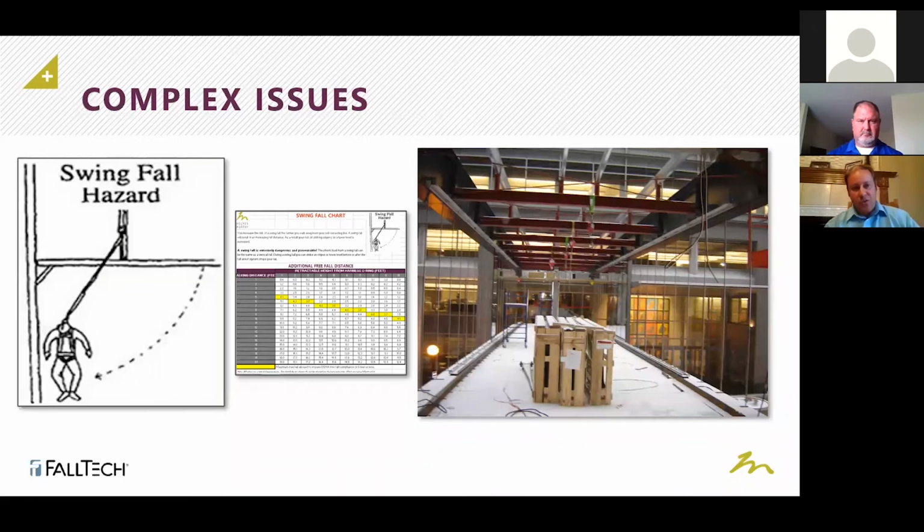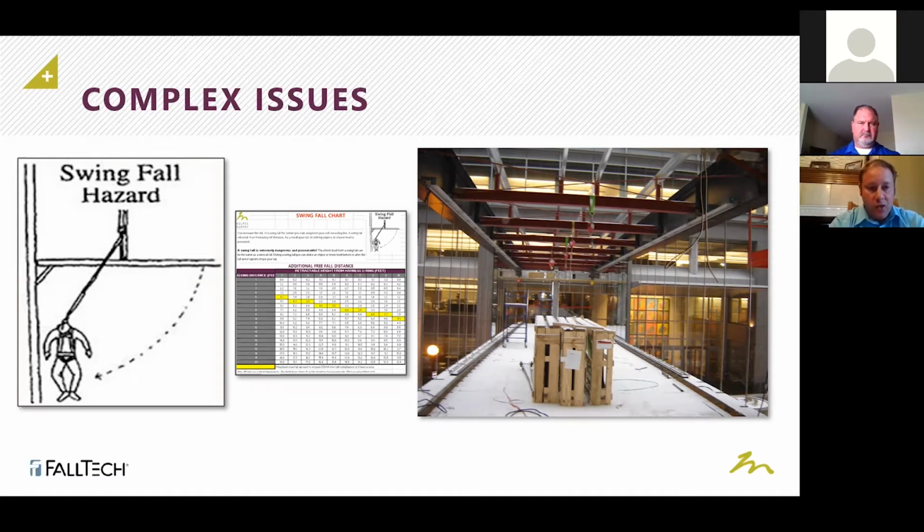There's complex issues as well when we talk about fall protection, and one of them is swing fall. And this is one of the first resources I wanted to provide to you guys. I developed a little spreadsheet, and you'll get this after the presentation. It's a little swing fall chart. It's hard for a lot of people to grasp how far you can walk depending on how high your retractable is, and avoid swing fall or more or less hitting the ground.